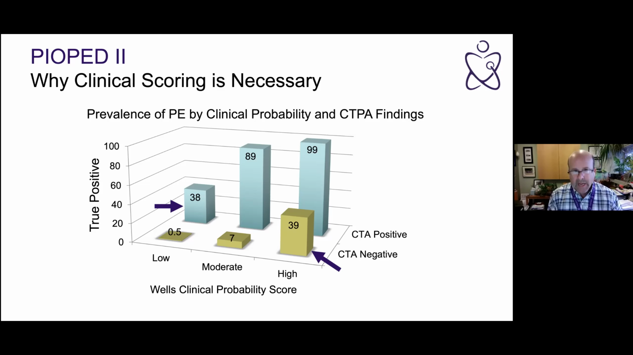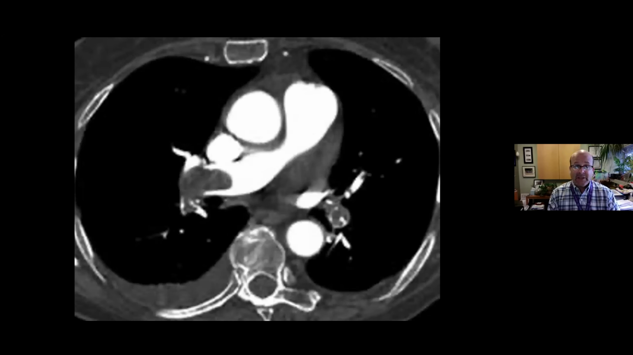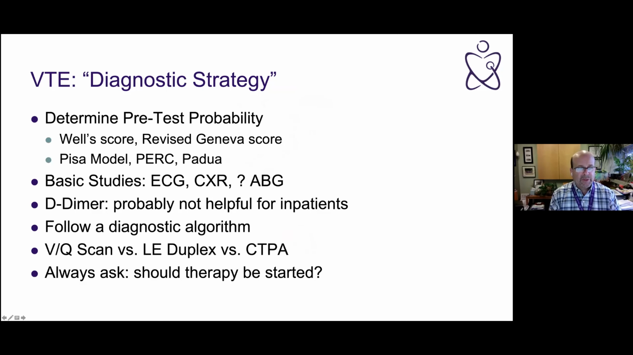Now, for a very large central PE, the data may look different. But for smaller subsegmental PEs, sometimes they're overread or missed. But here's this lady's CT. This is this woman's CT pulmonary angiogram. And I think you can see a very large clot there on the right and a fair bit of clot burden there on the left. So she, in fact, did have pulmonary embolism.